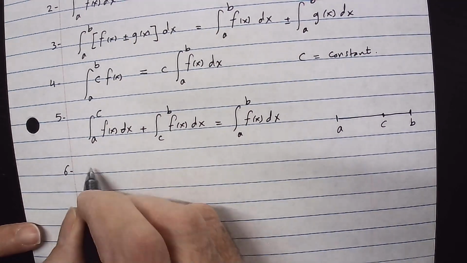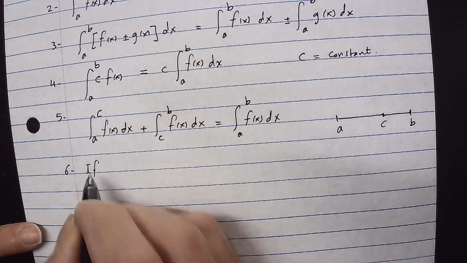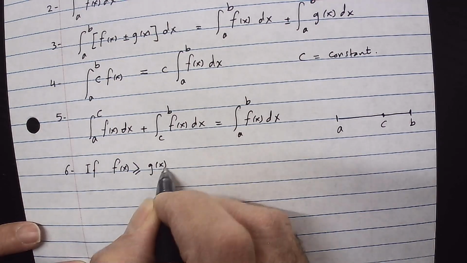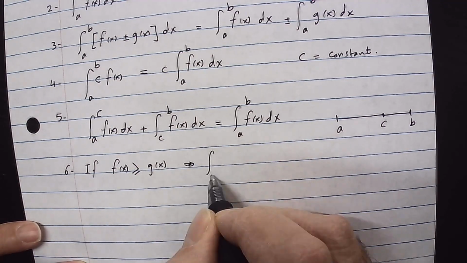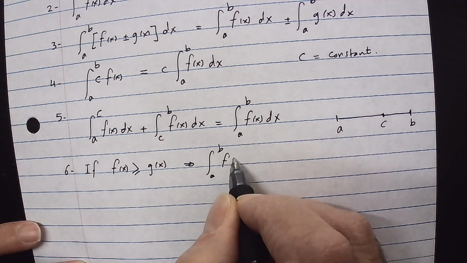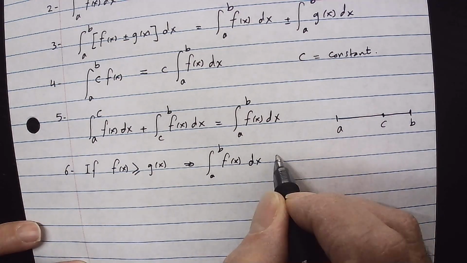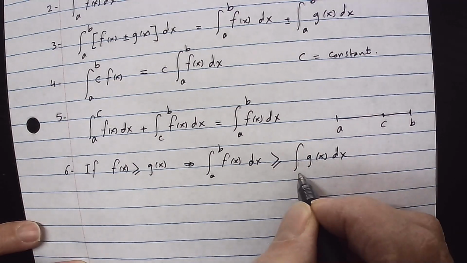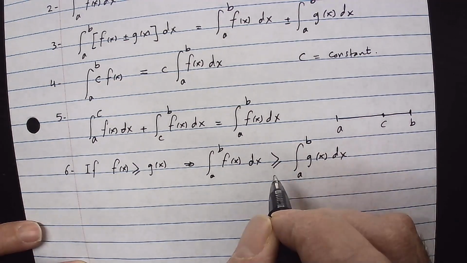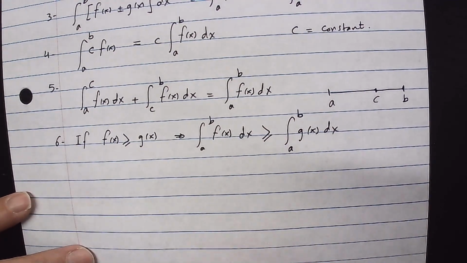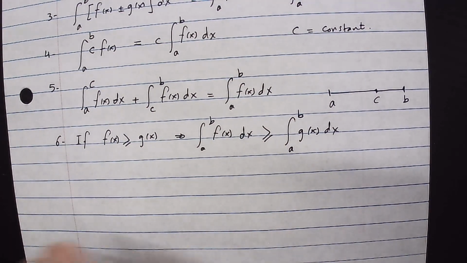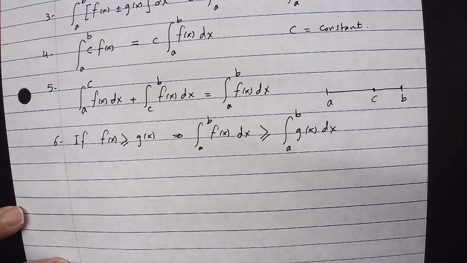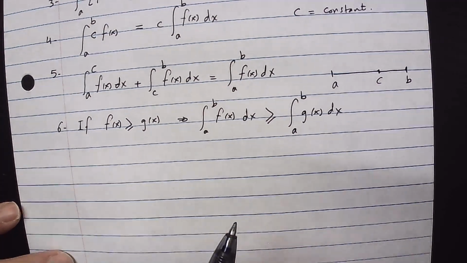Number 6, if f of x is greater than or equal to g of x, then the integral a to b f of x dx will be greater than or equal to the integral of g of x dx. So if two functions have areas under them, then the higher function, or the one of larger value, is expected to have more area under it than the lower function or lower curve.